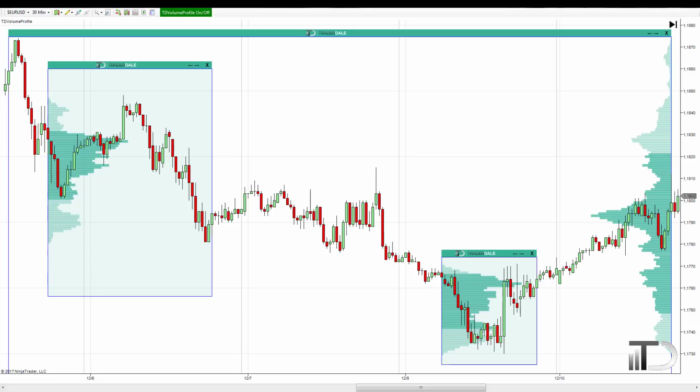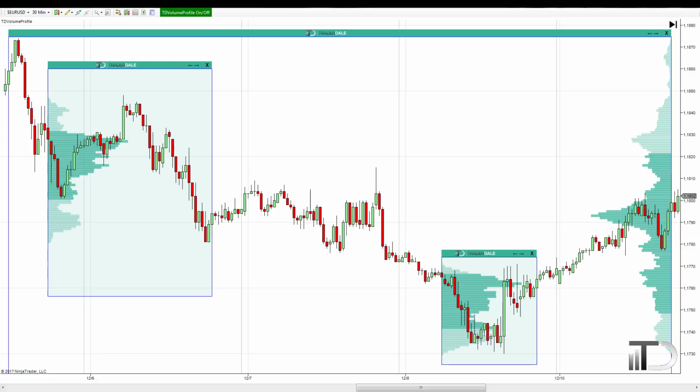Volume profile is an analytical tool that I've been using on a daily basis for many years. It is not my invention or anything new. Pro traders have been using it for decades, but still 90 or 95% of retail traders don't have a clue what it is or how to use it.